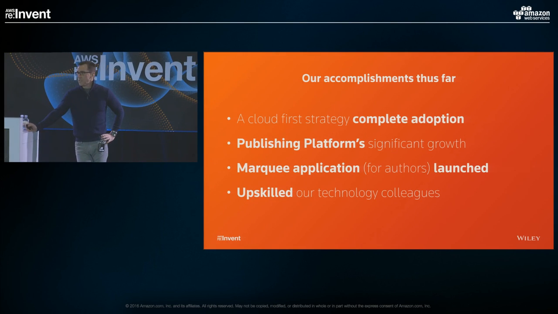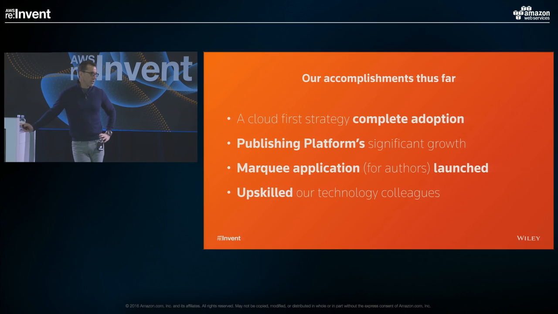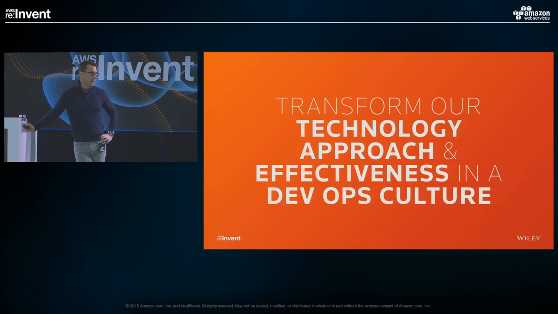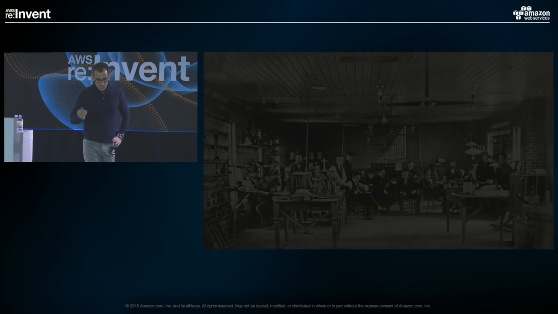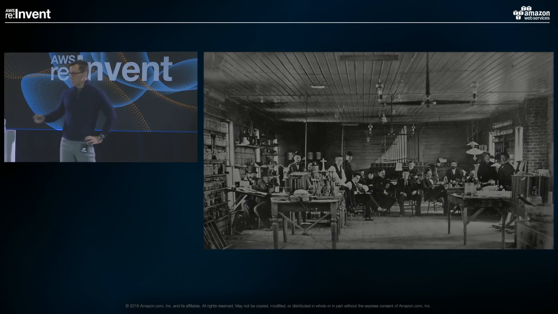In the past year, we completely adopted a cloud-first strategy, built a significant portion of our digital-first publishing platform from scratch, launched a strategically important application for our authors, the one that just went live two days ago, and upskilled and increased engagement with many of our technology colleagues. What's more, Service Catalog allowed us to embrace a DevOps culture at Wiley. So what I'd like to do is show a quick video, a vision piece for us.